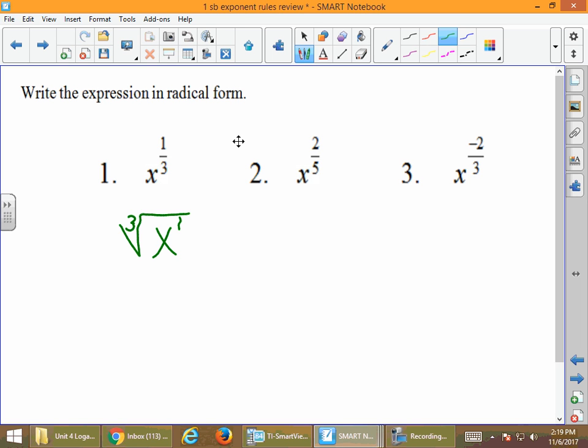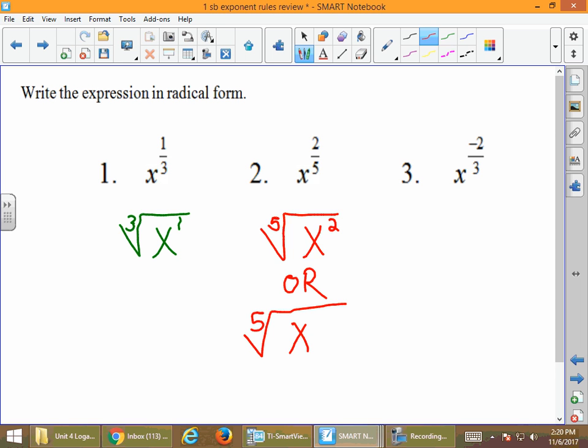We need to be able to convert it. Over here, number 2, x to the 2/5. X is still going to go underneath the radical. Denominator is going to go in the check mark part of the radical. And the numerator can go here. Or if you prefer, the 5 is still going to go in the check mark. The x is still going to go underneath. But we can put the 2 outside.